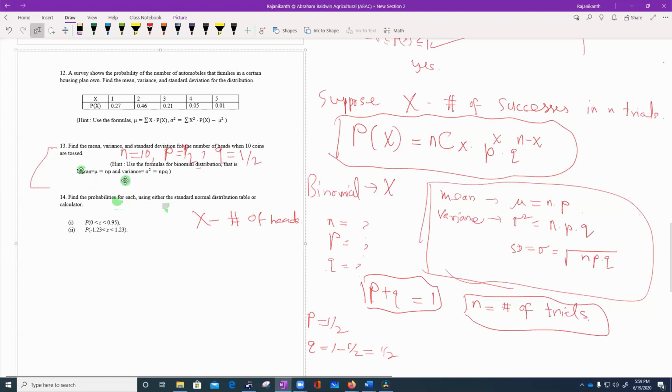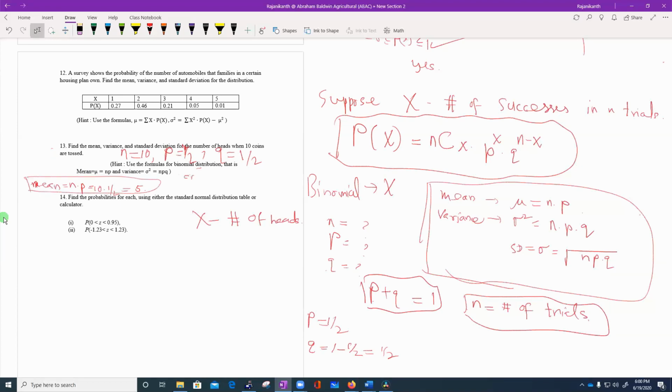How do you find the mean? The formula says that mean is 10 what? Times 1/2. Exactly. The formula says that mean is given by n times p. We got n as 10 and the probability of success is 1/2. So 10 times 1/2, which is 5. Okay, that's not harder.